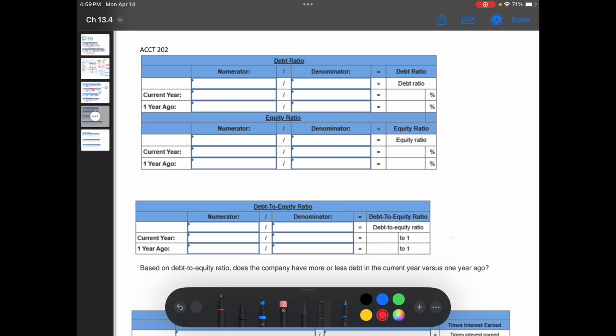So these next 3 ratios that we're going to look at are looking at leverage. So how much are we getting from shareholders versus banks? Where are we at with this? Equity and debt. So the formulas for these are really simple. The first one is total liabilities divided by total assets. The next one is total equity over total assets.